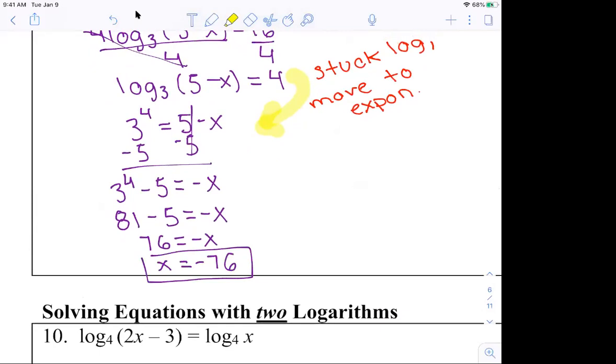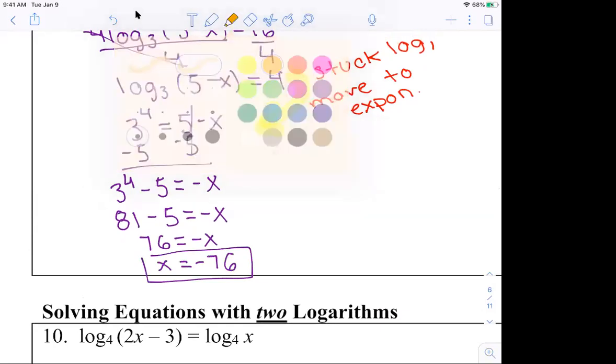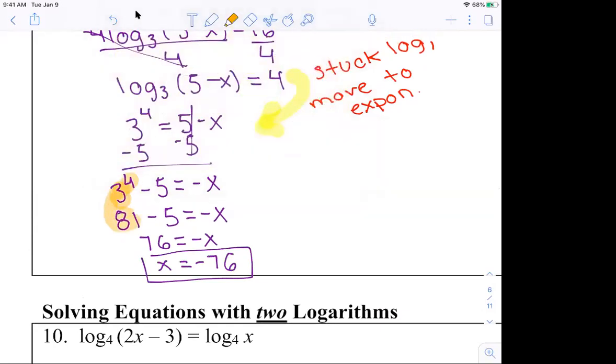That's because, again, 3 to the 4th and 81 are the same thing. So it's easier just to go ahead and solve there. You could have even done it back in this step if you wanted to, put an 81 there.